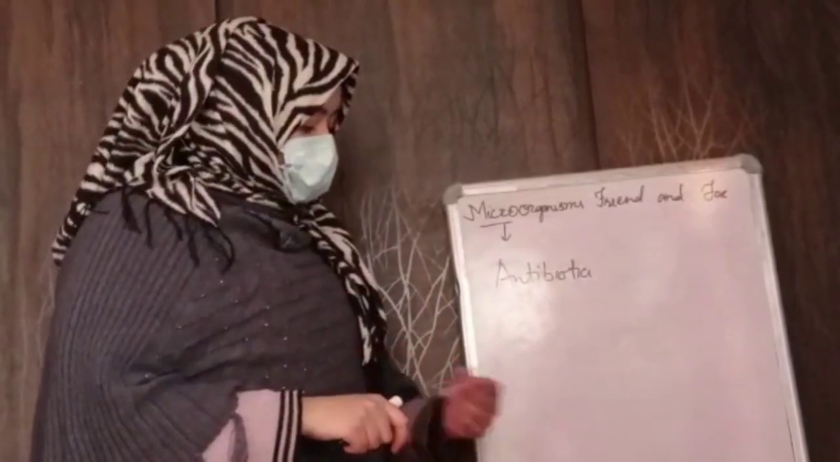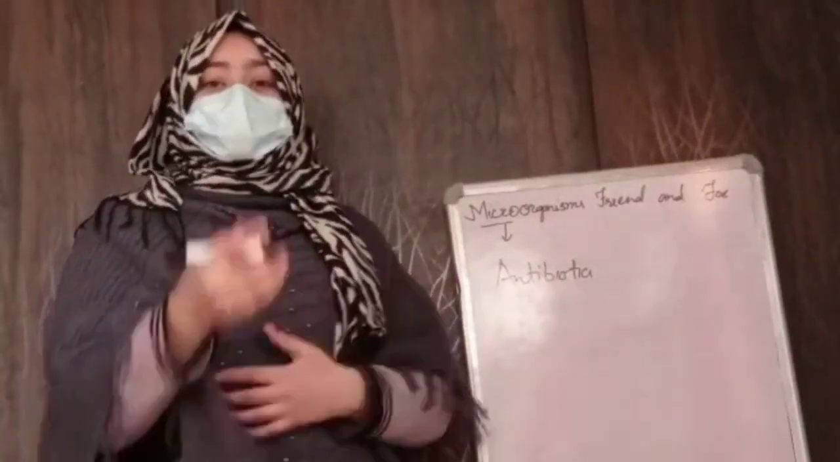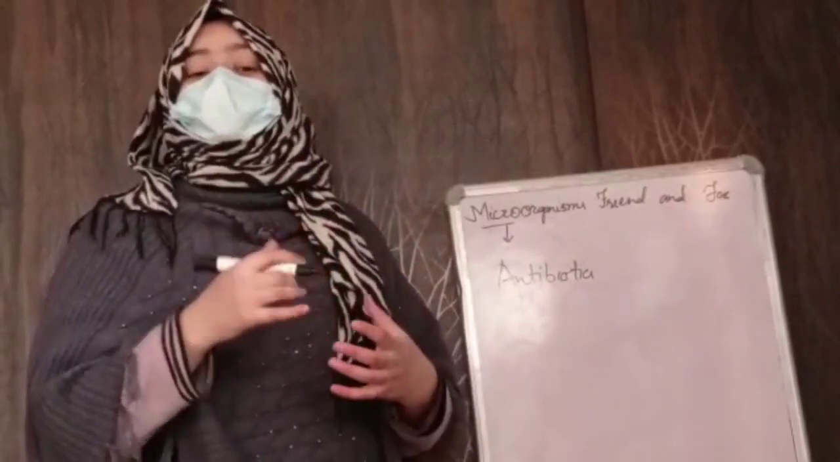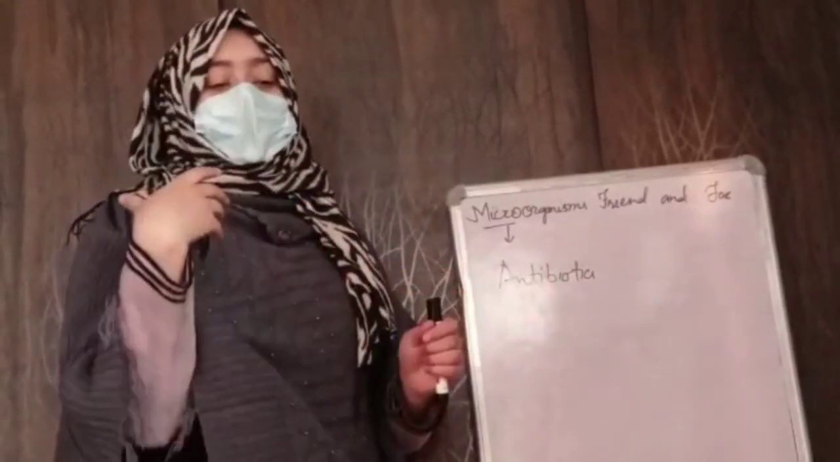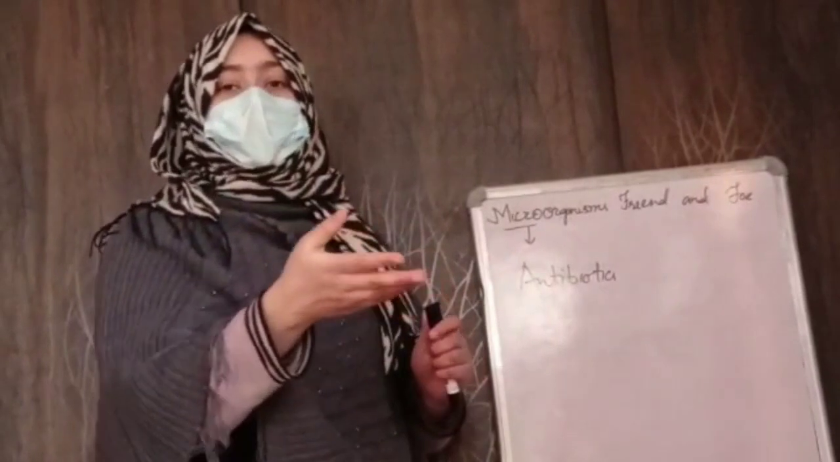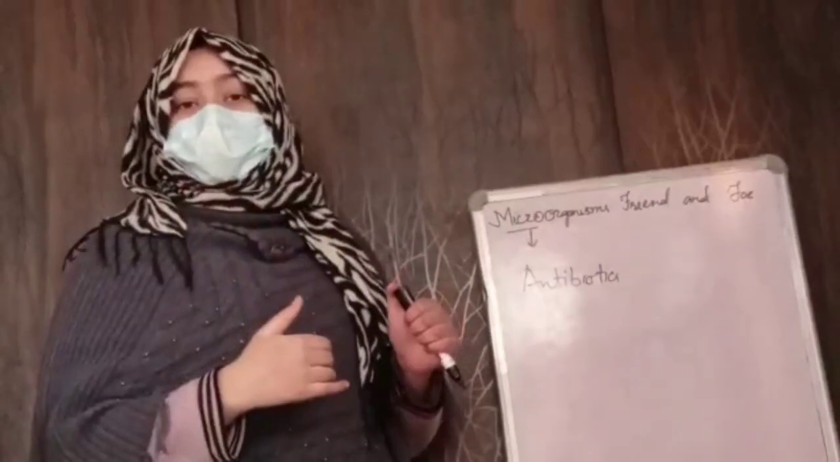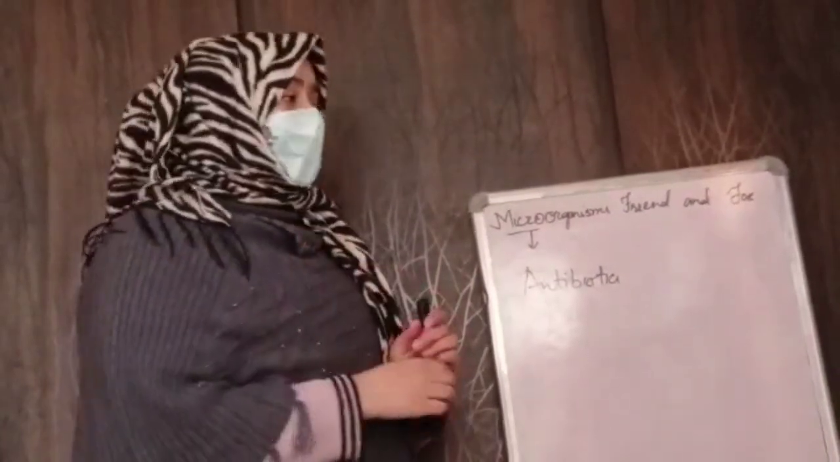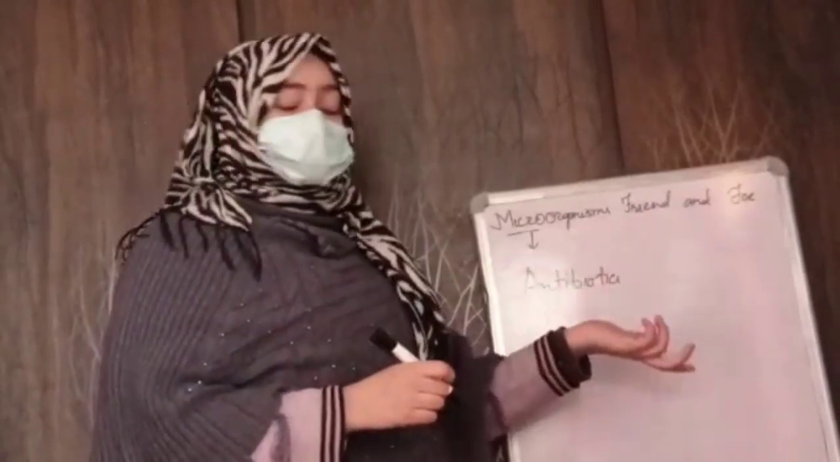Another thing we have is communicable diseases. Communicable diseases are those diseases that can pass through physical touch. If a healthy person touches an infected person, the disease can pass to them. Examples are cough, cold, and flu. And this is how microorganisms are really important to us.